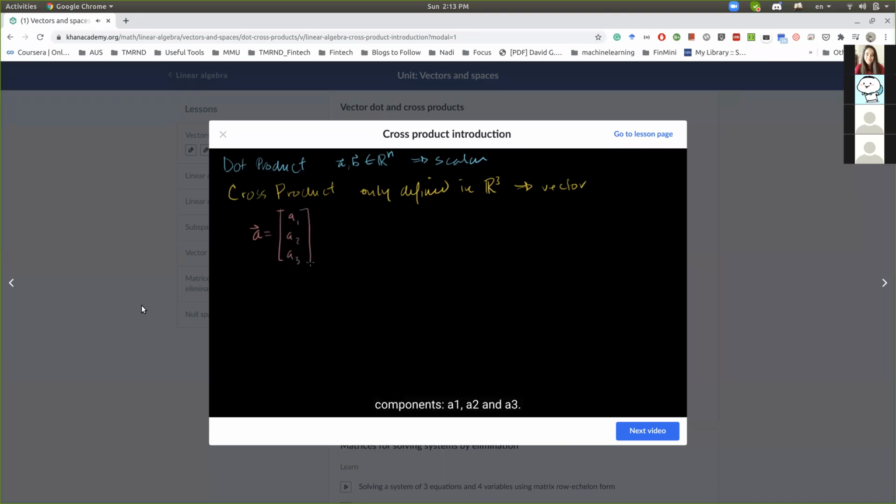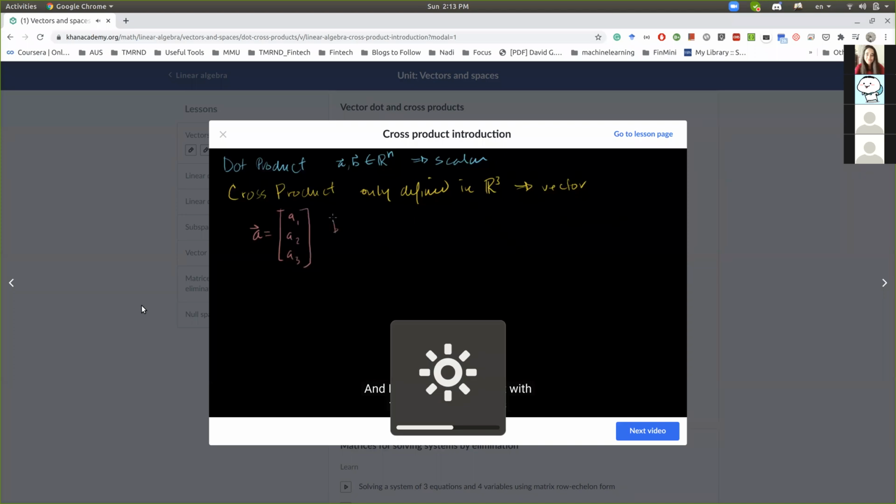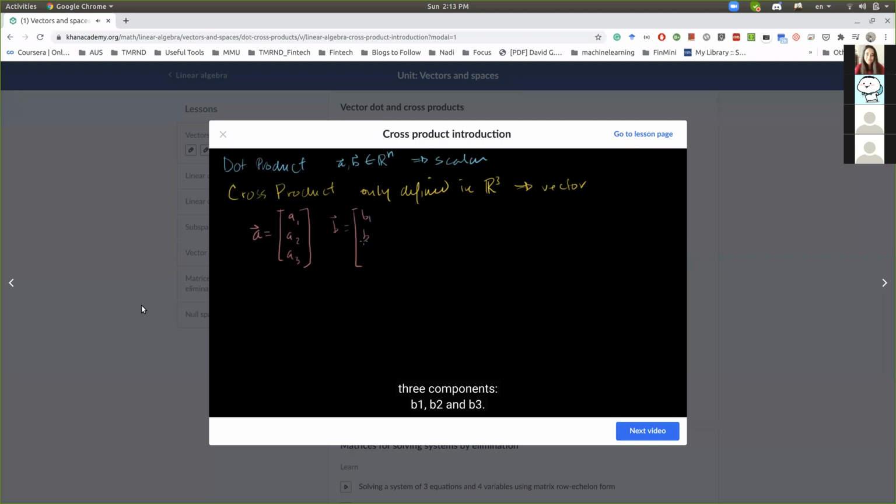And I'm going to cross that with the vector B, and it has 3 components, B1, B2, and B3. A cross B is defined as a third vector. And now this is going to seem a little bit bizarro and hard to essentially memorize because this is a definition, but I'll show you how I think about it when I have my vectors written in this column form.